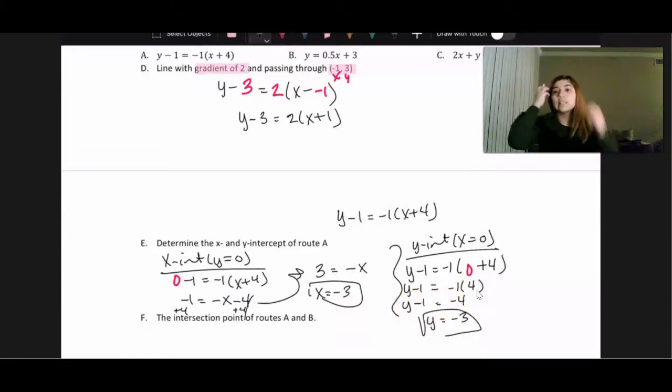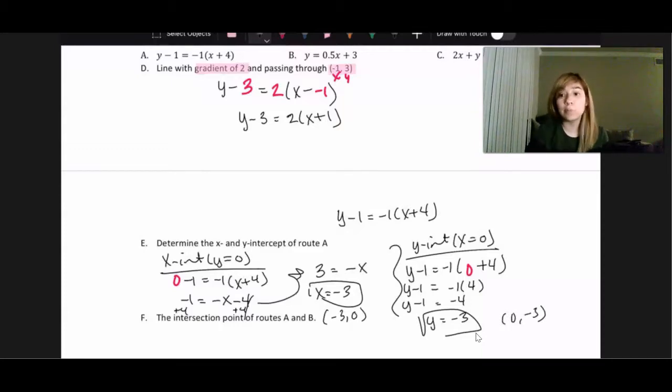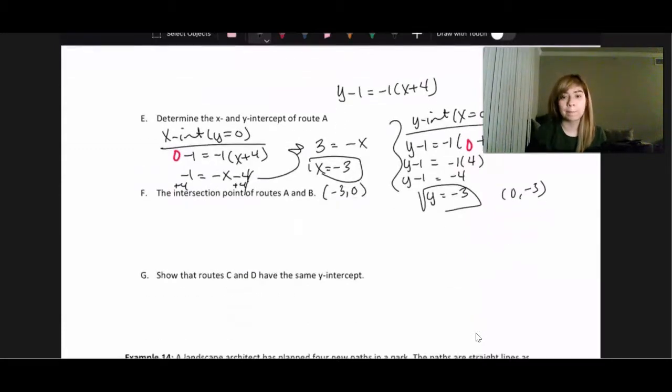Now technically, there's better ways of writing the answers. You would say x-intercept equals negative 3, not just x equals negative 3. And then y-intercept equals negative 3, because it's not just y, it's the intercept. Or you'll write them as points, so negative 3, 0 for the x-intercept and 0, negative 3 for your y-intercept. So they're different points, so be careful there.